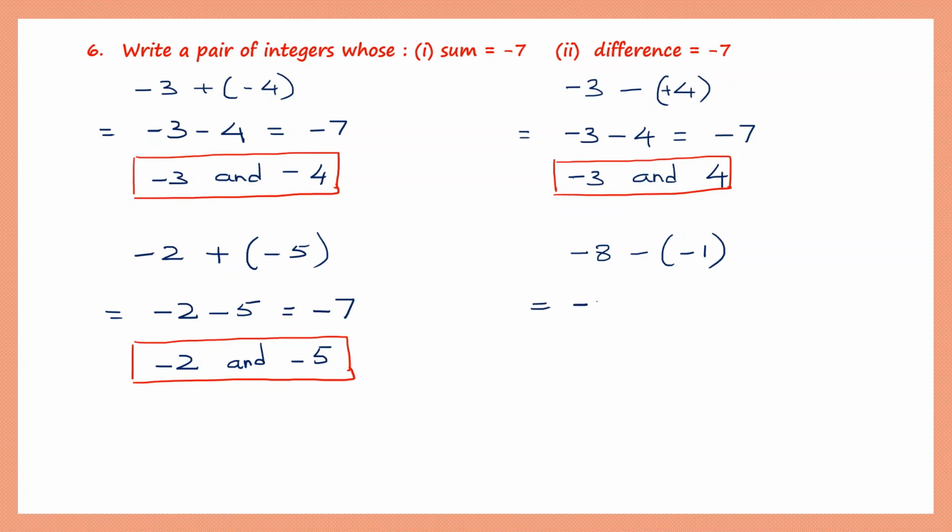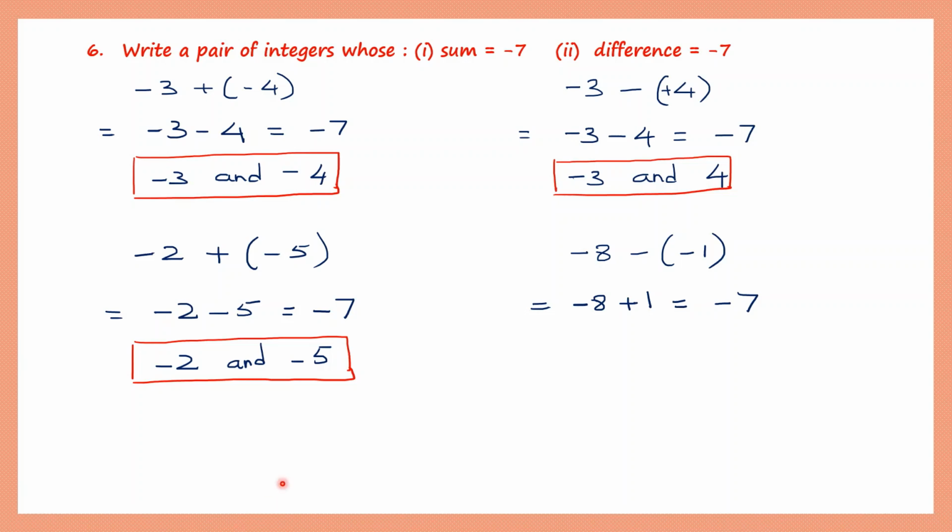Now let's write this minus 8. Let's remove the bracket. The sign before the bracket is minus. So minus 1 will now change to plus 1. So now here you have minus 8 plus 1. When signs are different, put the sign of the bigger number and subtract. 8 minus 1 is 7. So here also we're getting 7.